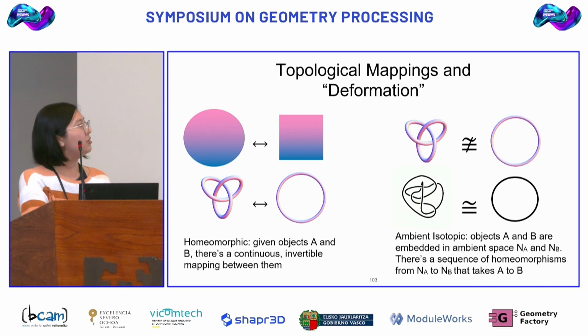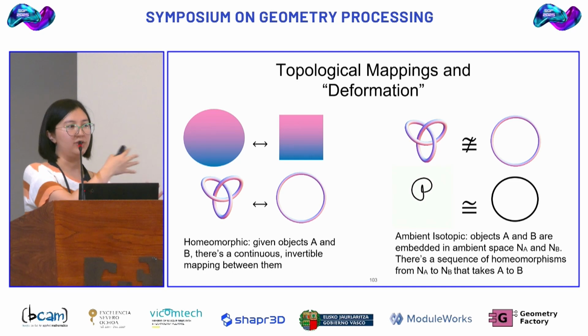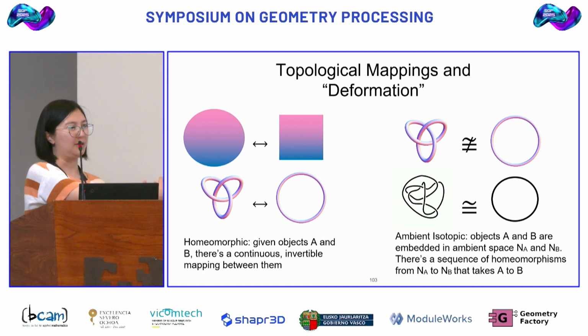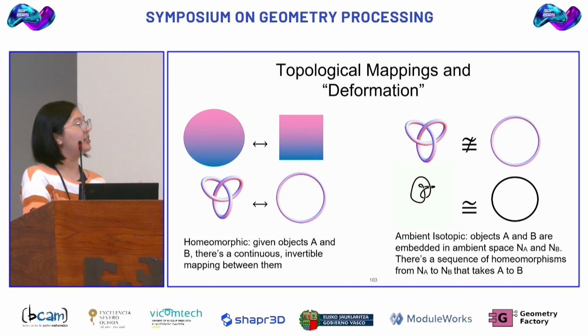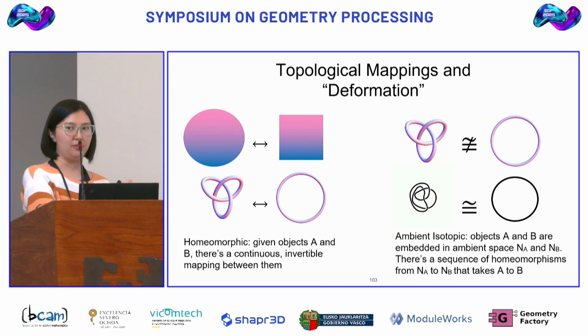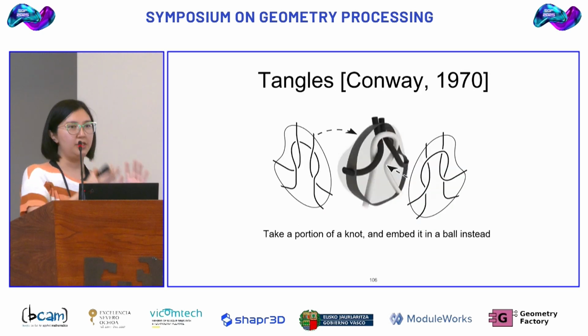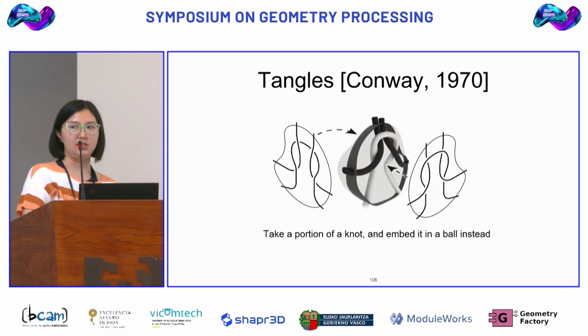And so what ambient isotopy is saying more precisely is that the objects we care about are embedded in this ambient space, and it is that ambient space which needs to have a sequence of homeomorphisms that carry one object to the other. And it's under this definition that we can then capture the fact that the objects we care about don't interpenetrate with each other. And so one thing that's interesting is that, well, we could always just change our idea of our ambient space and see if that helps.